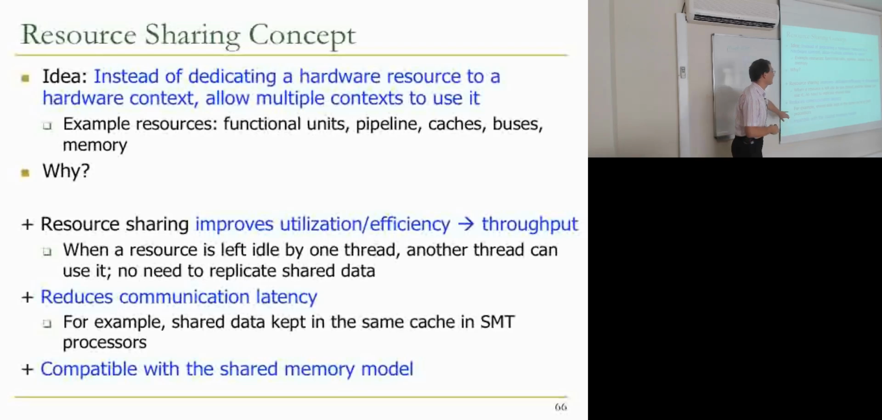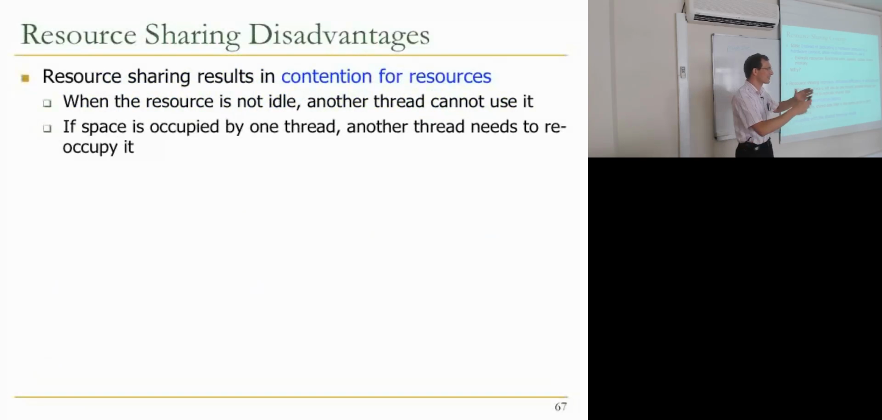And also this is compatible with the shared memory model. Shared memory implicitly assumes that, well, you don't really have to have a shared location physically. Again, as I said, you can have distributed memory and you can implement the shared memory abstraction on top of it. But having a shared resource is the most compatible with the shared memory model, with a single global address space. There are disadvantages to it, of course, also, right, with any design decisions you make.